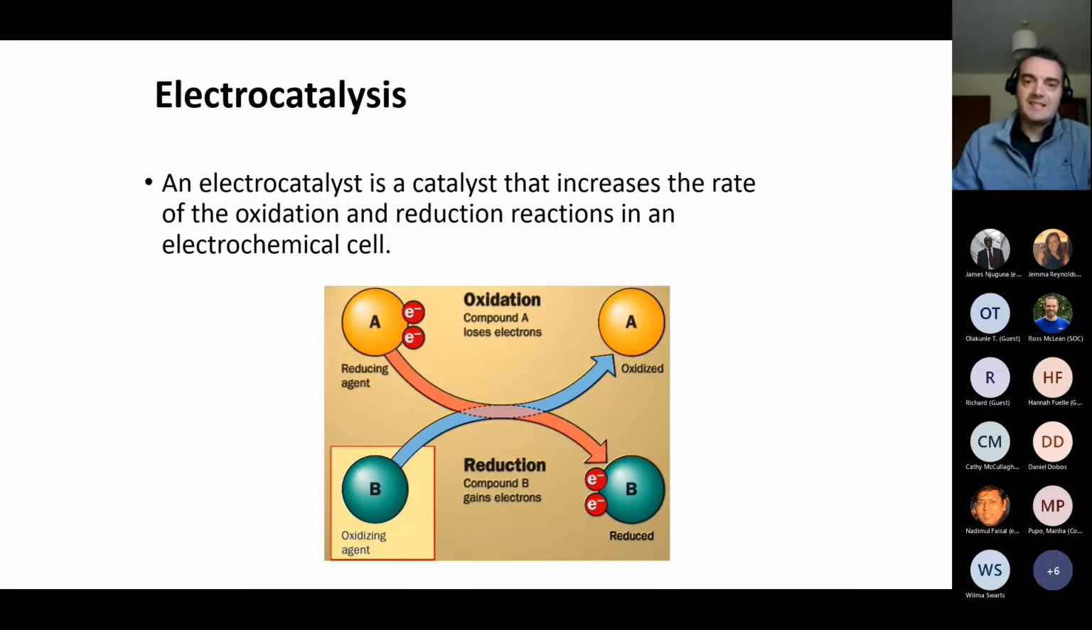So electrocatalysis, what is it? An electrocatalyst is just a catalyst that is going to increase the rate of the oxidation and reduction reactions in an electrochemical cell. So it's going to be a type of material. We're going to be looking at the characteristics of that particular material that are going to help us to increase that particular rate in the oxidation reduction.